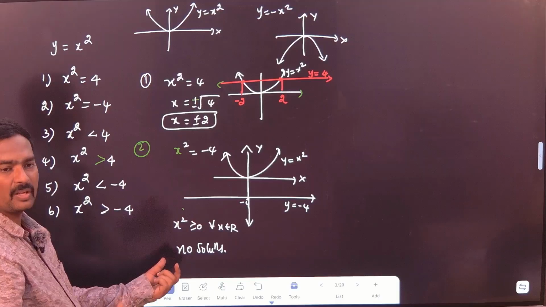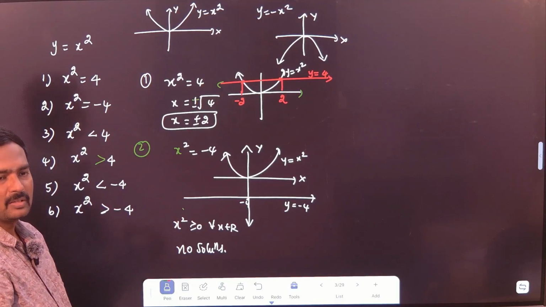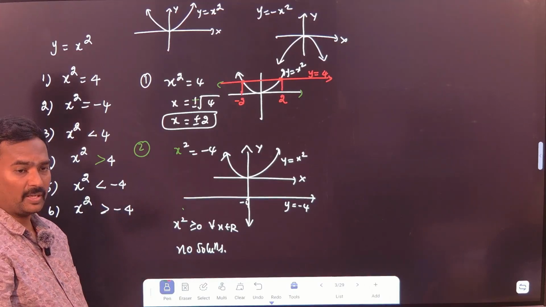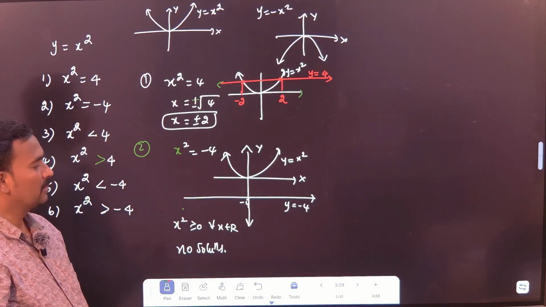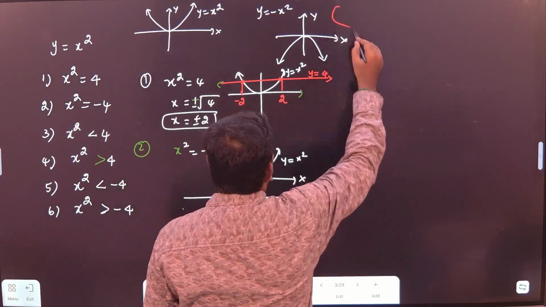Another way is x square is greater than or equal to 0 for all x belonging to real numbers. Therefore, x square is equal to minus 4 is not possible. If you solve it, it will become a complex number. So we need only real solutions. Okay. Let's do the next one.